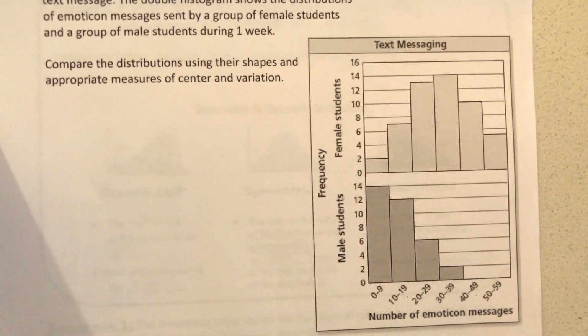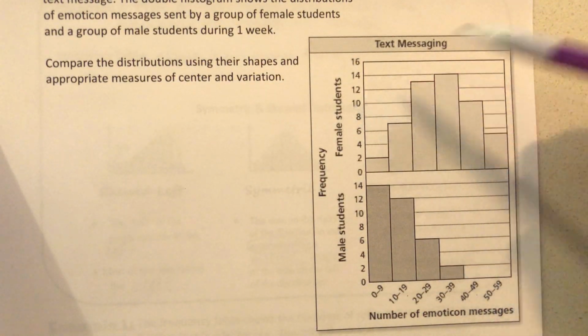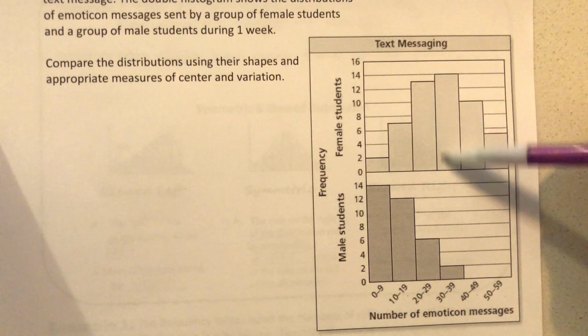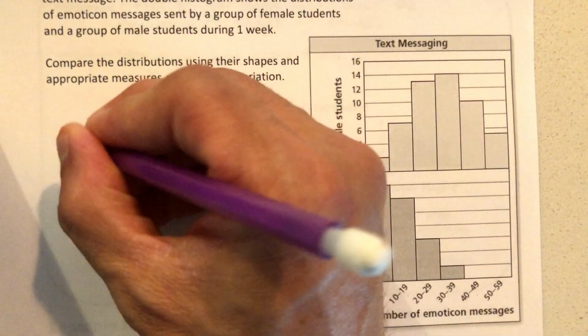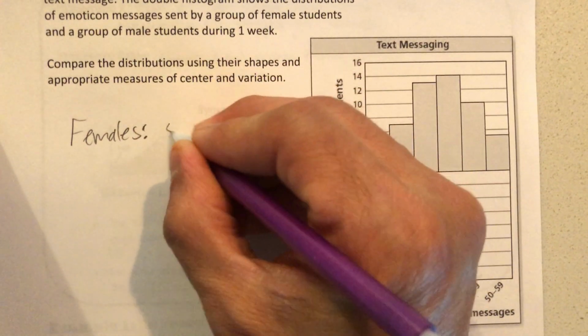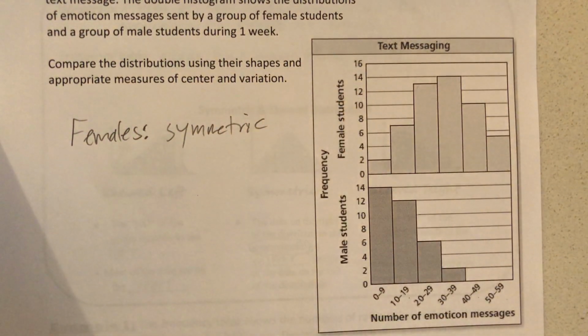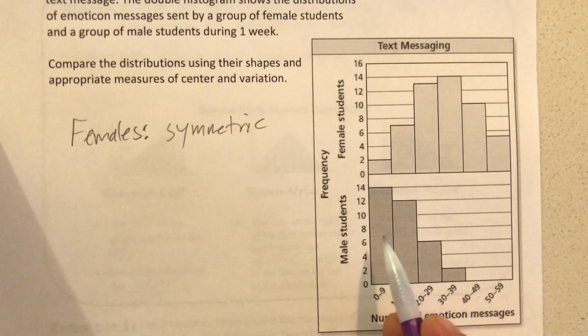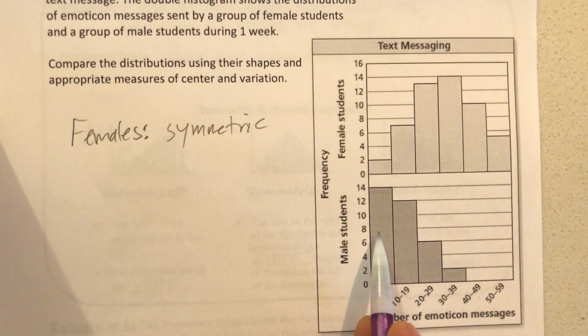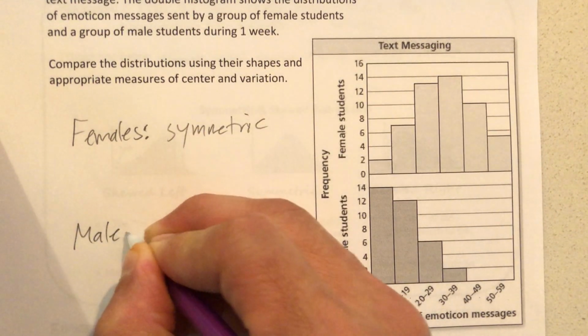So they just want us to compare. So you might notice up here that the females, definitely pretty symmetric. So we would say females, symmetric. And the males are definitely pushed to one side. So you can see the values on the left skewed to the right. The tail goes to the right.